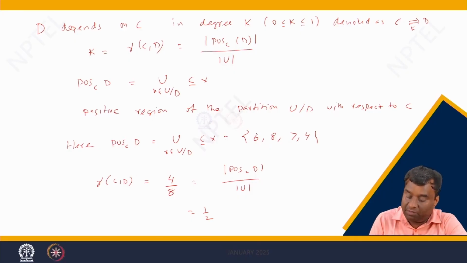So here the cardinal number of this is 4, and the total number of objects is 8. So the value of gamma equals 4 by 8, that is 1 by 2. So you can write it as k. So here C implies D in degree half. So that is the partial dependency. You can also write C implies D with degree half.